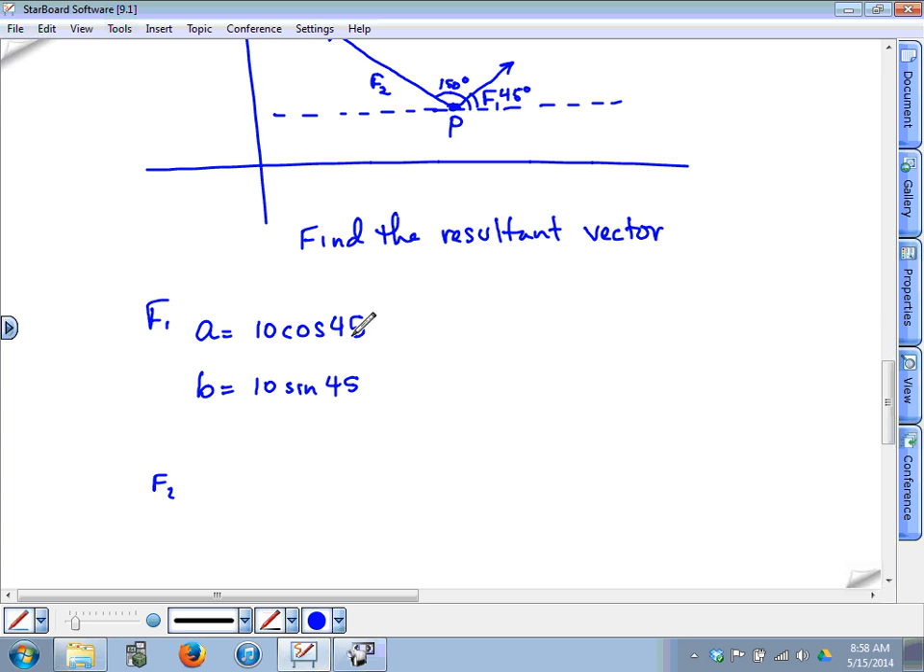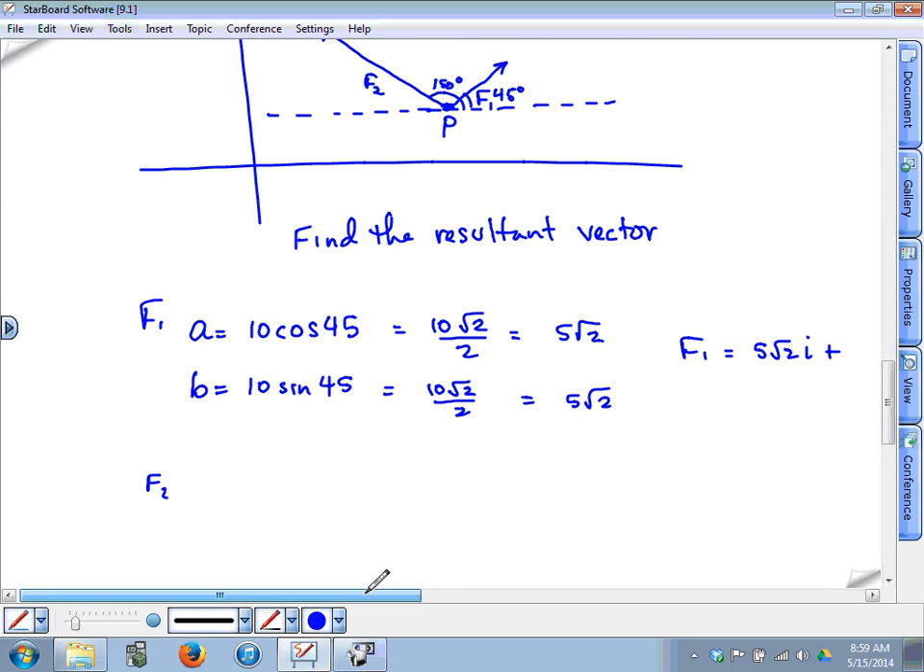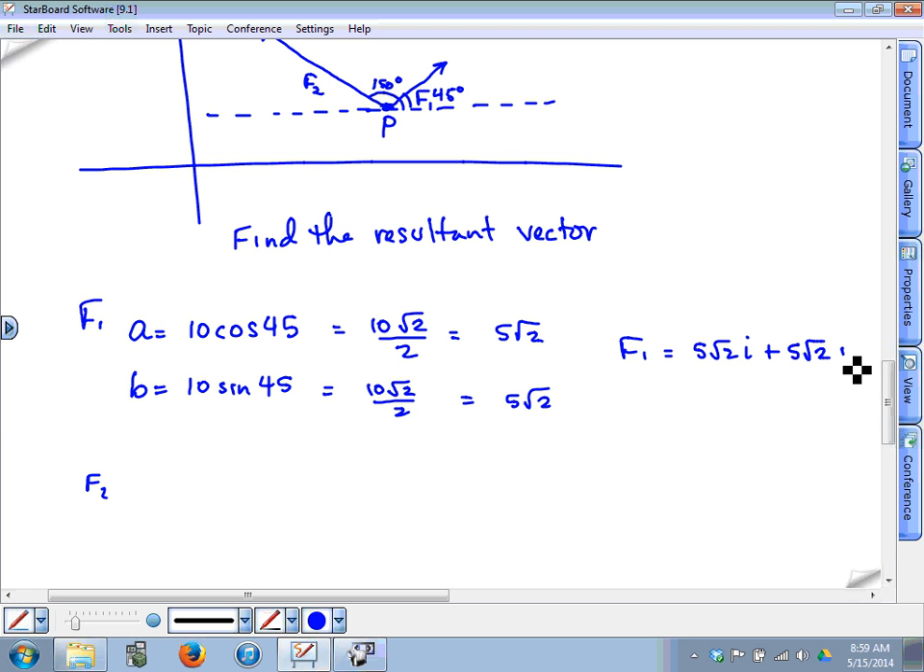Well, 45 is pi over 4, you're right, but the cosine of that is square root 2 over 2. So this is 10 root 2 over 2. This is also 10 root 2 over 2. So both of those are 5 root 2. So force 1 could be described as 5 root 2i plus 5 root 2j. So that's force 1. Force 2, same thing, just different numbers.